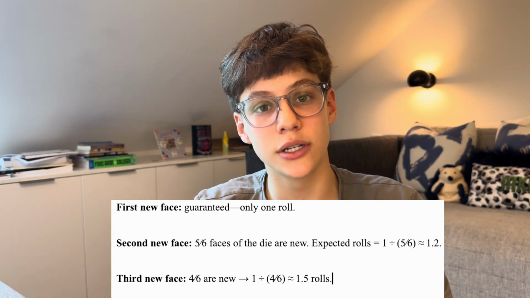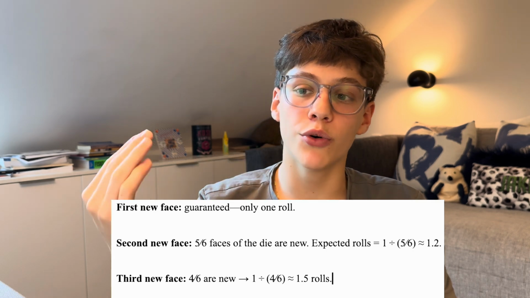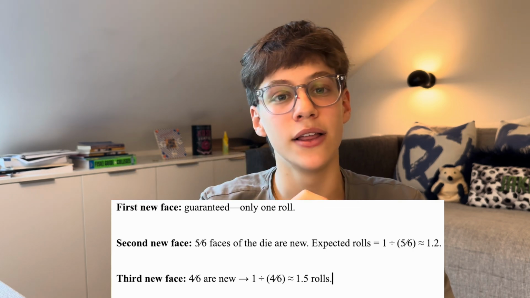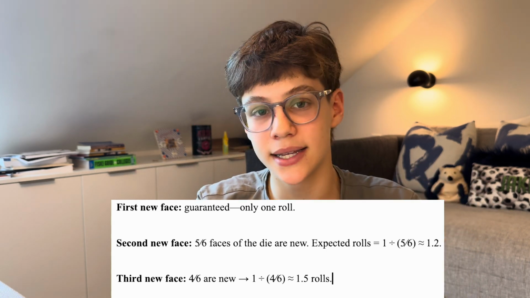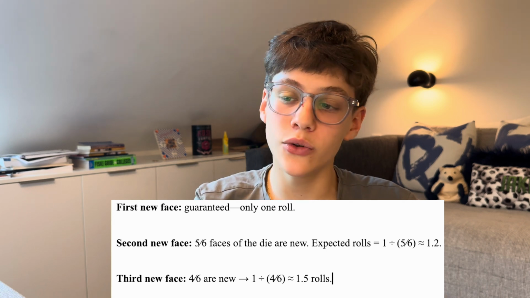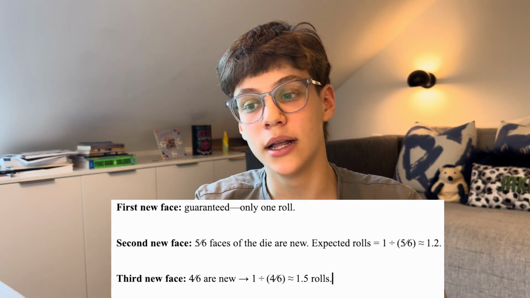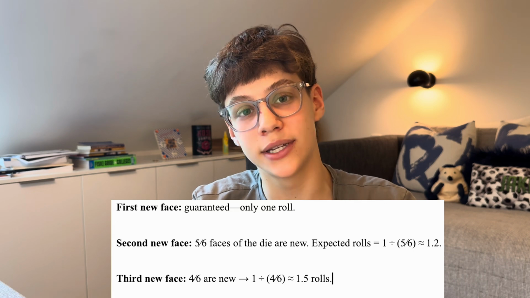Using these calculations, I want you to attempt to calculate how many expected rolls it will take to find the 4th new face, the 5th new face, and the 6th new face. I understand this may take a second, so take a second to calculate those values now. After you calculate those values, add them all up to find the average number of rolls it takes to find all 6 unique faces.